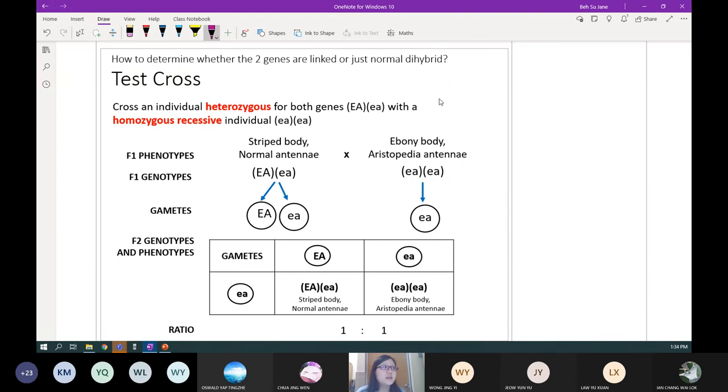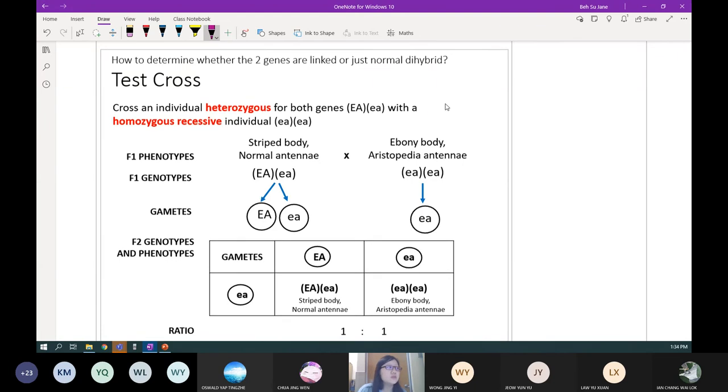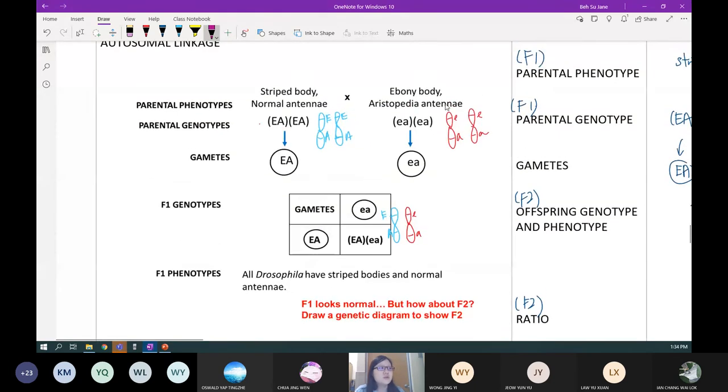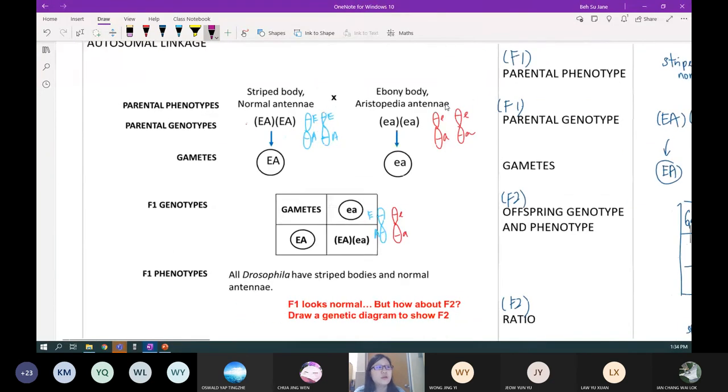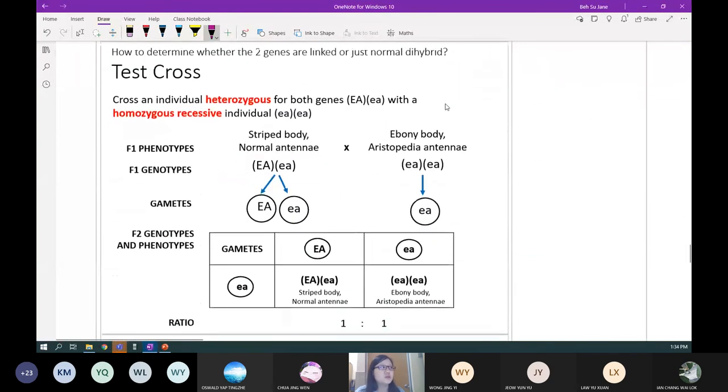Okay, so the idea is to do a cross. So this is quite a long way, because these are flies, you know, that means they take time to grow, to hatch eggs, you have to feed every day. It's very troublesome to do two generations. So this is how you do it in one generation.